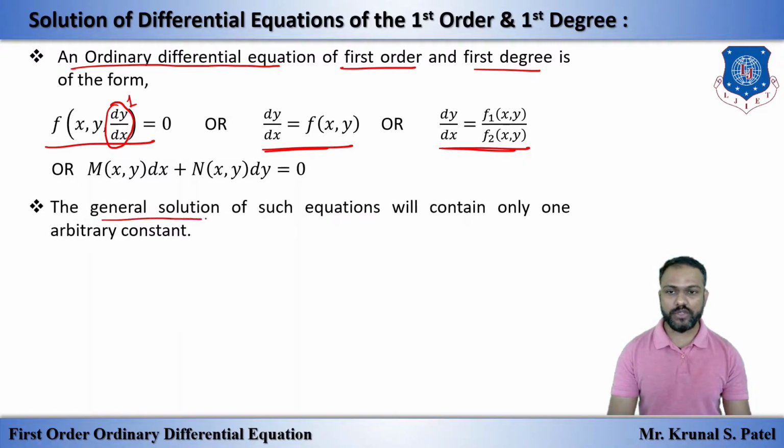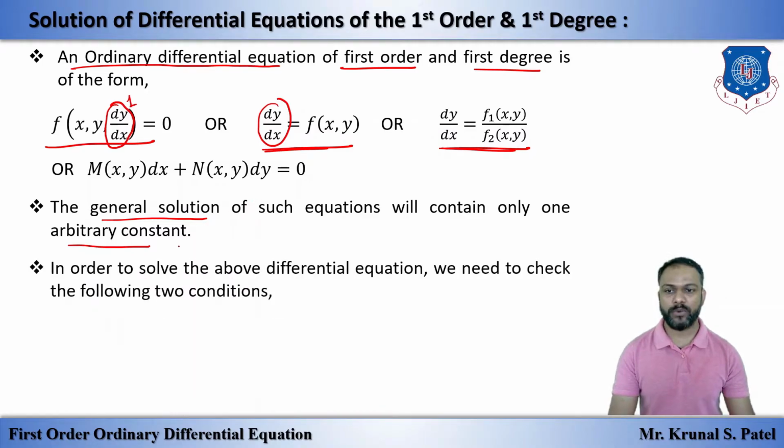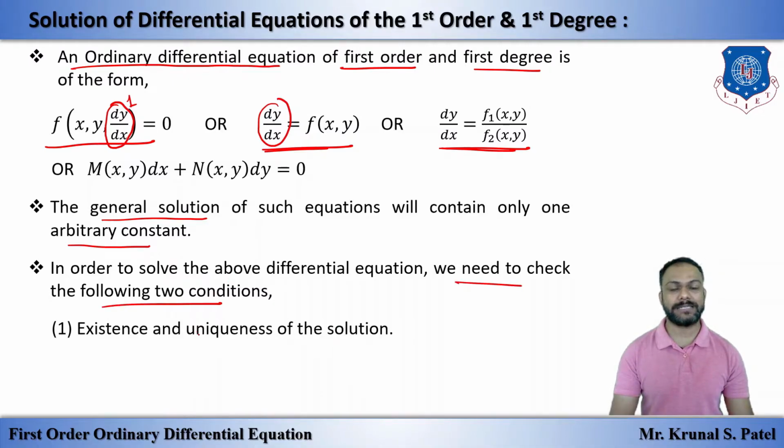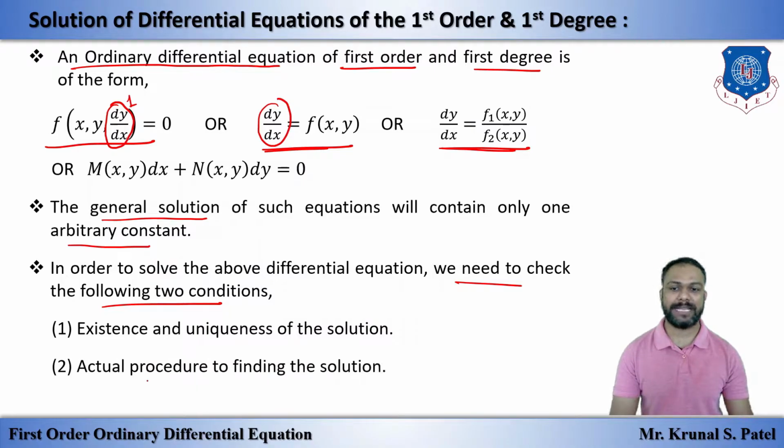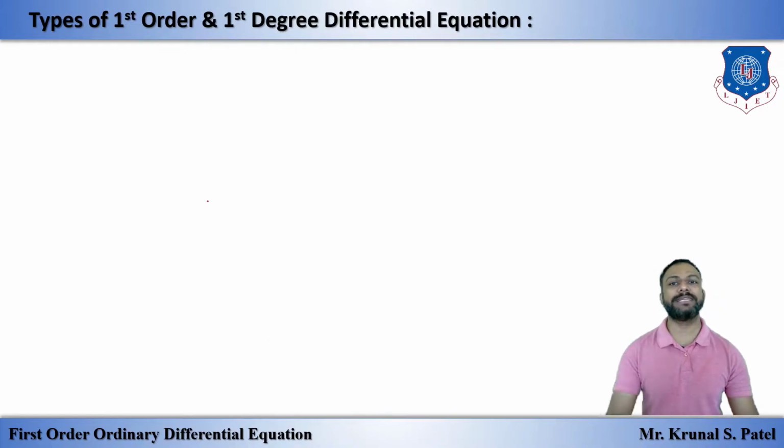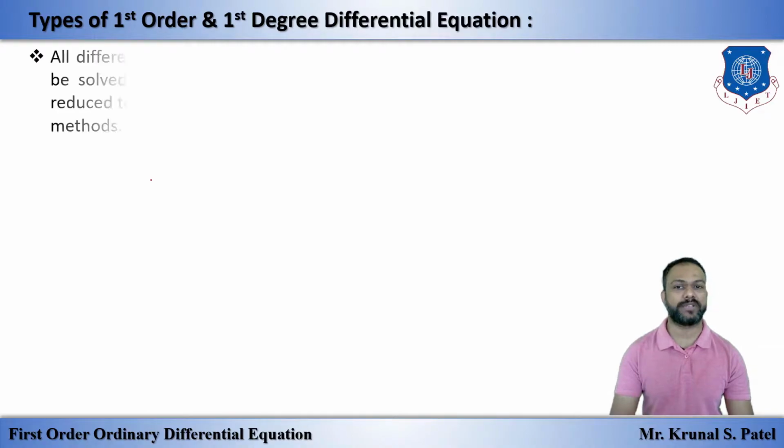Now the general solution of such an equation will contain only one arbitrary constant, because as I told, if the differential equation is of order 1, then we have only one arbitrary constant in the general solution. In order to solve this above equation we need to check two conditions. Which two conditions? First, existence and uniqueness of the solution, and second, the actual procedure to find the solution. So we have different methods to solve the differential equation.